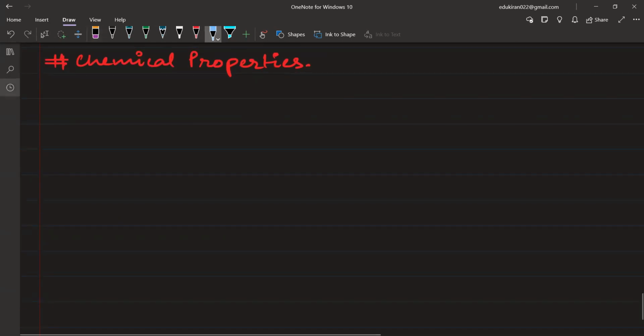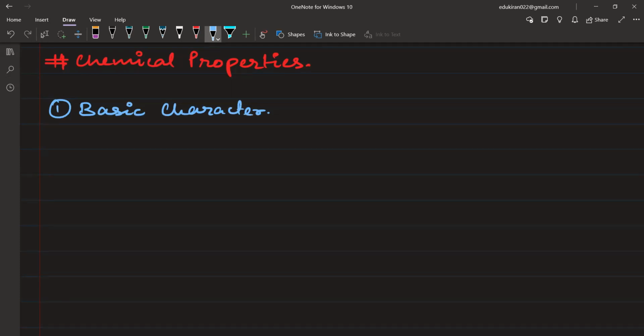In chemical properties, write the first topic, basic character. Now, like the acidic character of carboxylic acid, we will also learn this basic character in 3 different parts: reaction, how to see basic strength, and after that the effect of substituent. Please write the first one.